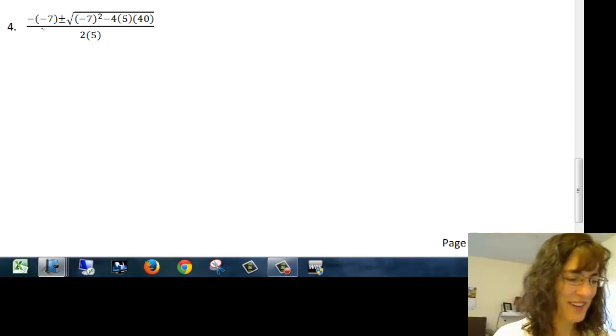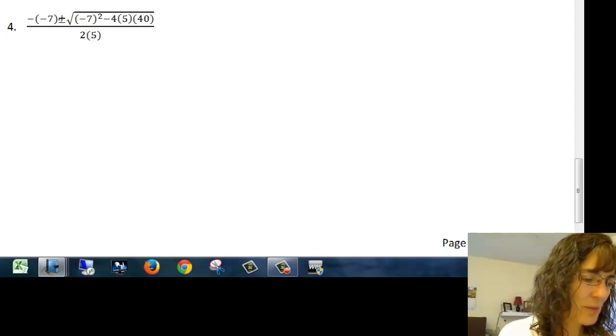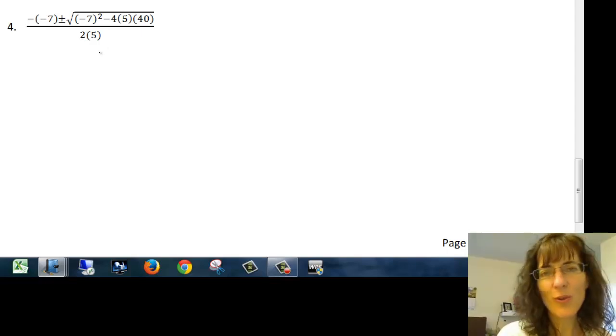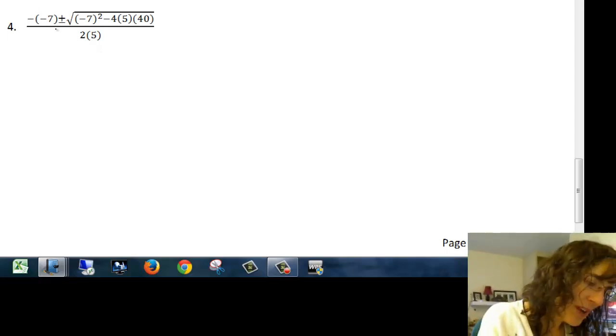Number 4. The opposite of negative 7 plus or minus the square root of negative 7 quantity squared minus 4 times 5 times 40, all over 2 times 5. Wow. So I'm thinking right here, I want to simplify that.